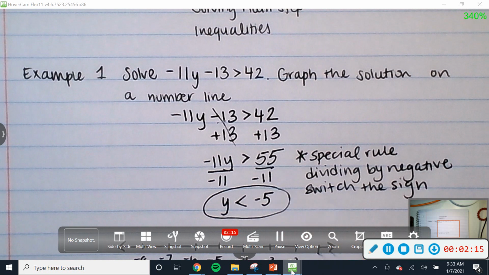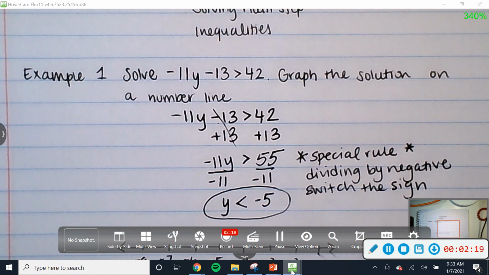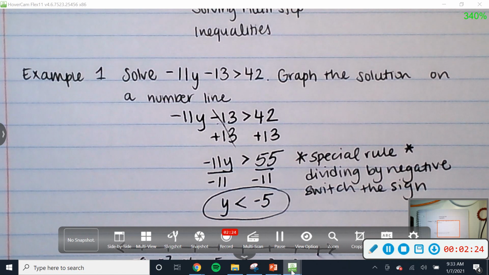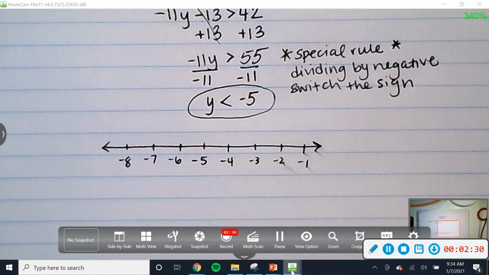Now we have y by itself. So make sure that you always remember this special rule when it comes to inequalities, because this is the one difference from just solving equations normally. So this is our answer right here. Y is less than negative 5. Now we just need to graph this on the number line.